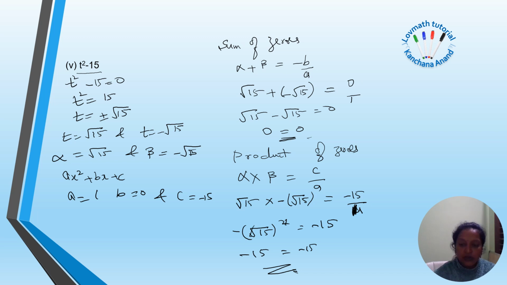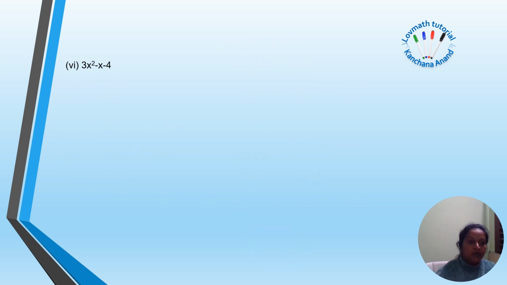Now let us jump to the next problem. 3x square minus x minus 4. Let us find the factors first. Here 4 into 3 is 12. Therefore the factors of 12 are 4 and 3 itself.